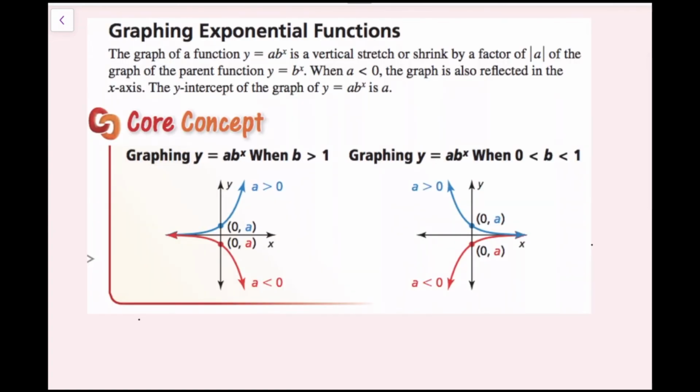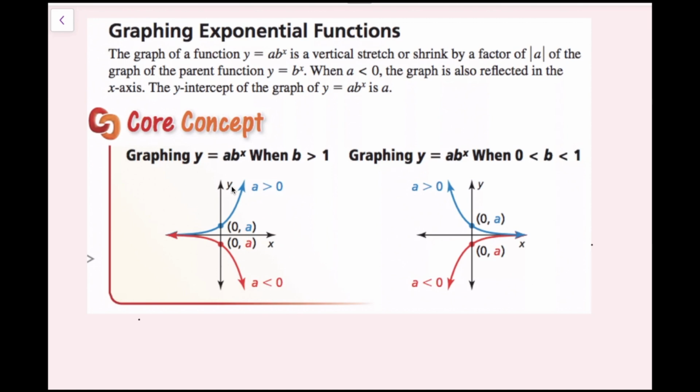Graphing exponential functions. The graph of a function y equals ab to the x is a vertical stretch or shrink by a factor of the absolute value of a of the graph of the parent function y equals b to the x. When a is less than 0, the graph is also reflected in the x-axis. The y-intercept of the graph of y equals ab to the x is a.